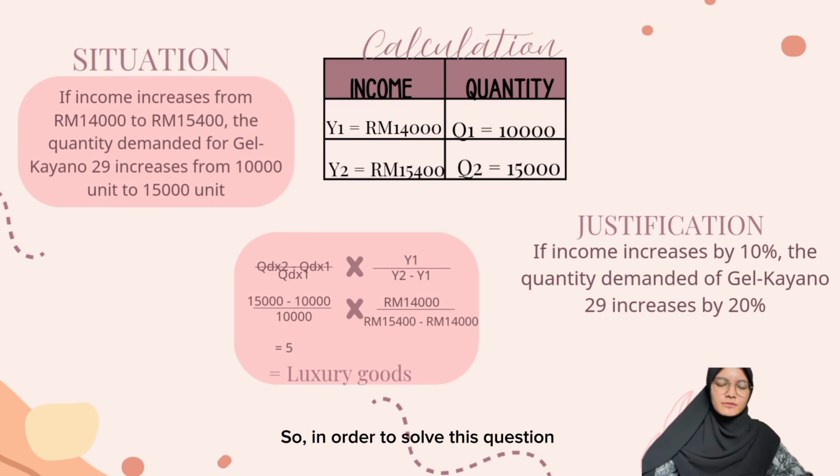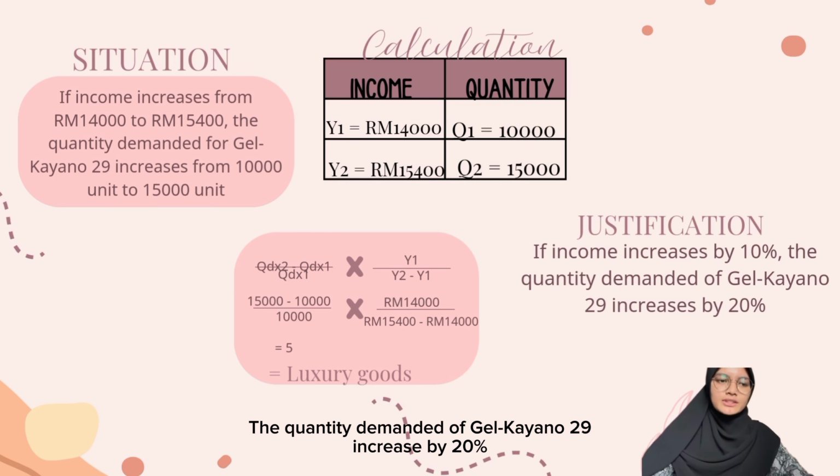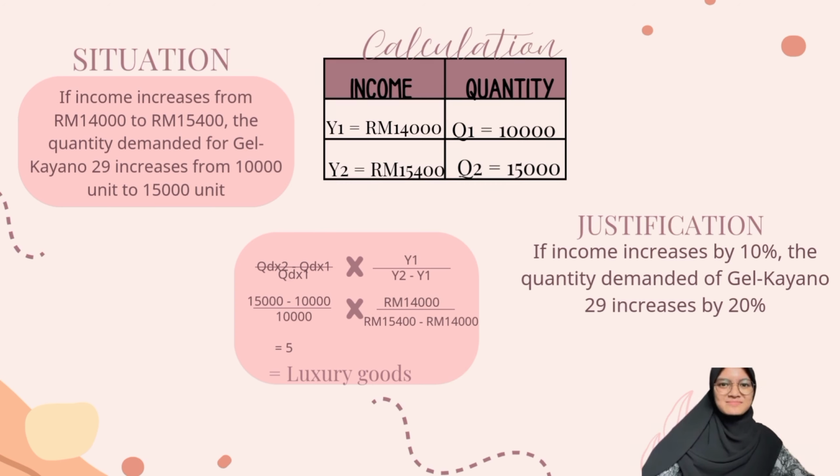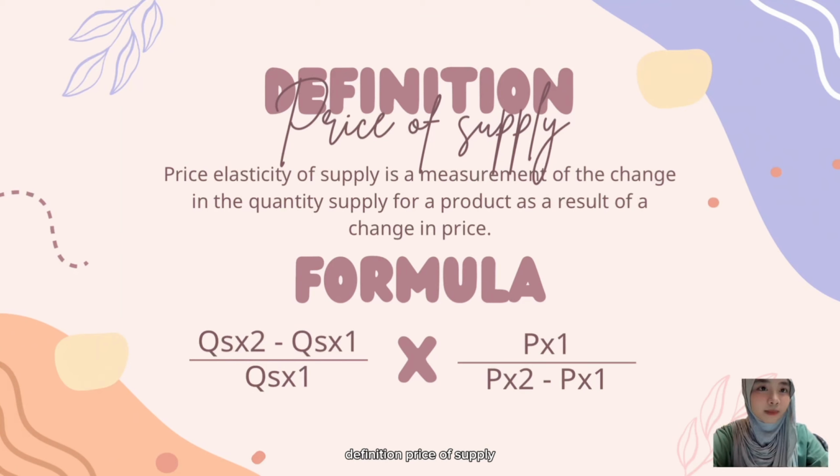So in order to solve this question, we must put the amount into the formula given, which we will get the answer of 5, which means that this is a luxury goods. The justification for this elasticity is if income increases by 10%, the quantity demanded of gel Cayenne 29 increases by 20%.